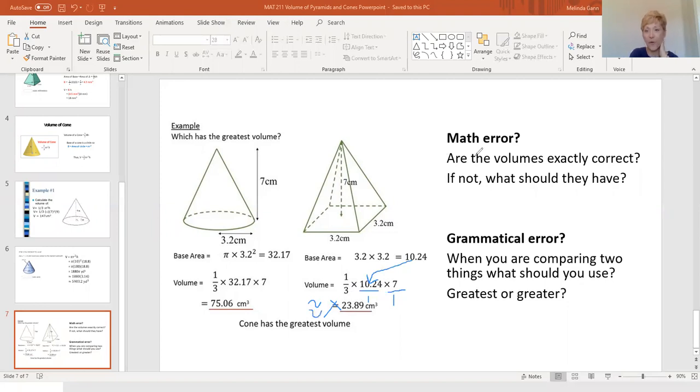So that's what I've got a problem about the math. The math error to me is that. Are the volumes exactly correct? No. They're approximately correct, so you've got to warn somebody. And they do the same thing over here, okay? Matter of fact, over here, they do it twice.